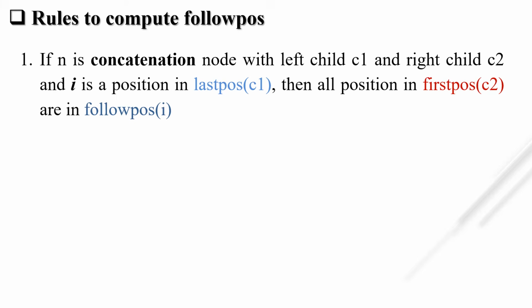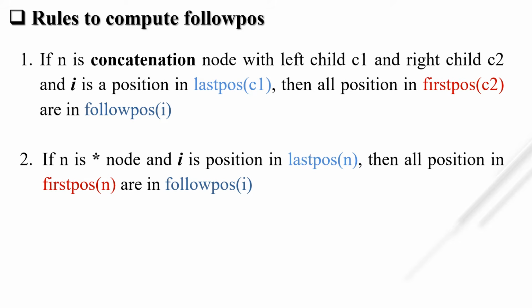We also have to compute the follow position. To compute the follow position, we have to concentrate only on the concatenation node and the nullable node, that is our Kleene closure star. All the functions, that is first position, last position, nullable, follow position, and the rules to compute the follow position, we see in the example so you can better understand these rules.